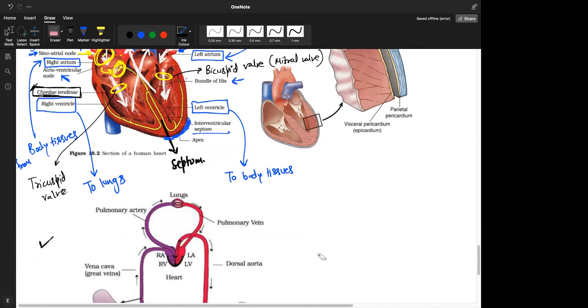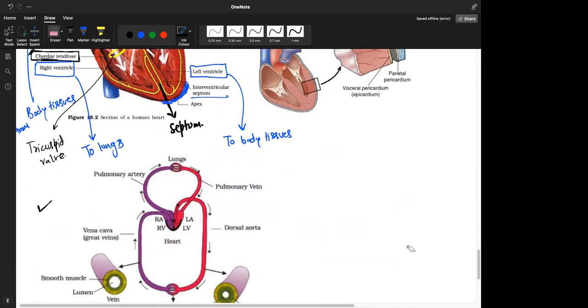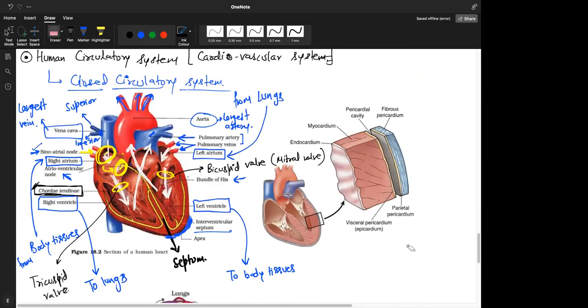Now, the pulmonary arteries take blood from the heart into the lungs, and they are the only arteries in the body which carry deoxygenated blood. And the pulmonary veins are the only veins in the body which carry oxygenated blood. Through the pulmonary vein, the blood comes into the left atrium, and from here it is distributed to all the tissues.